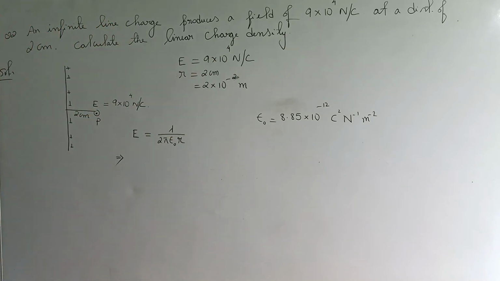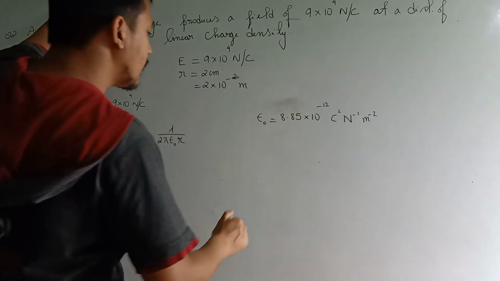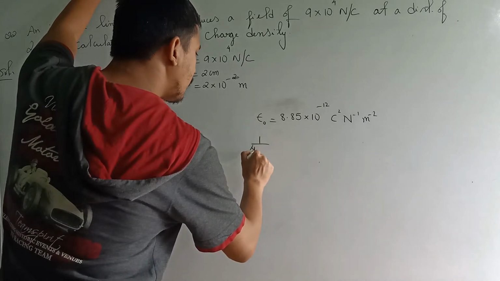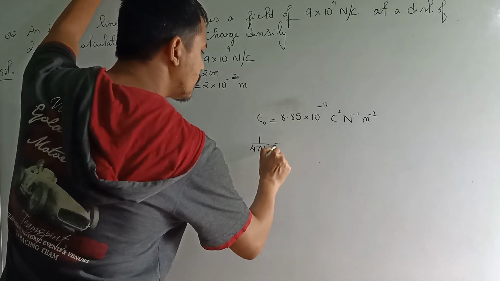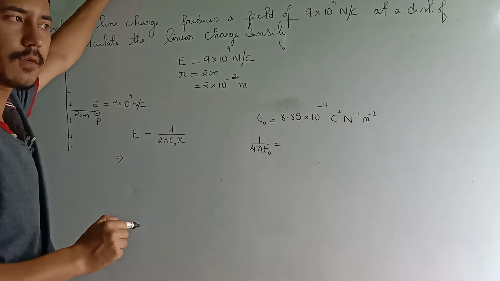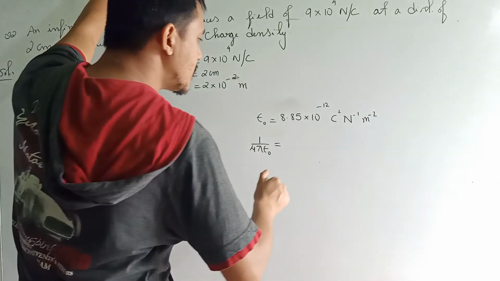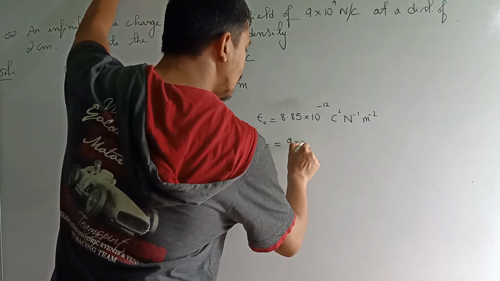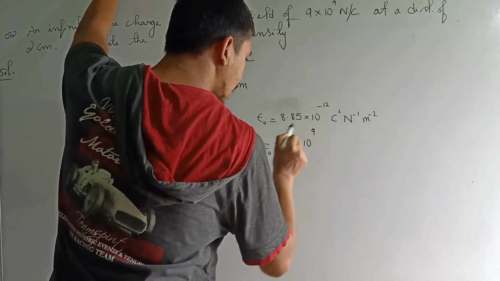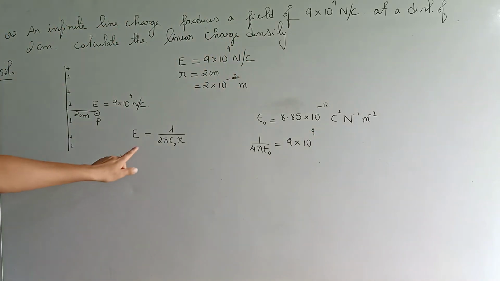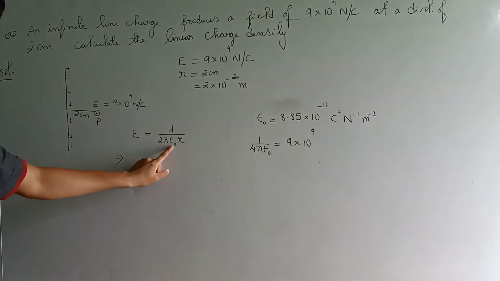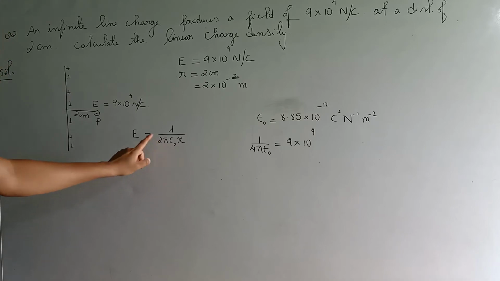But instead of using that value, we know that 1 by 4 pi epsilon naught, in Coulomb's law we studied, is equal to 9 into 10 to the power 9. But here we have only 2 pi epsilon naught. We can make it 4 pi epsilon naught. How?